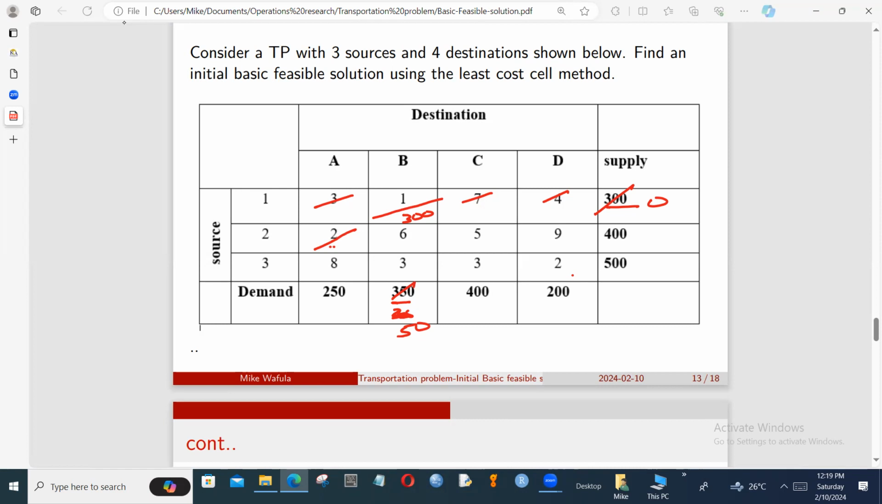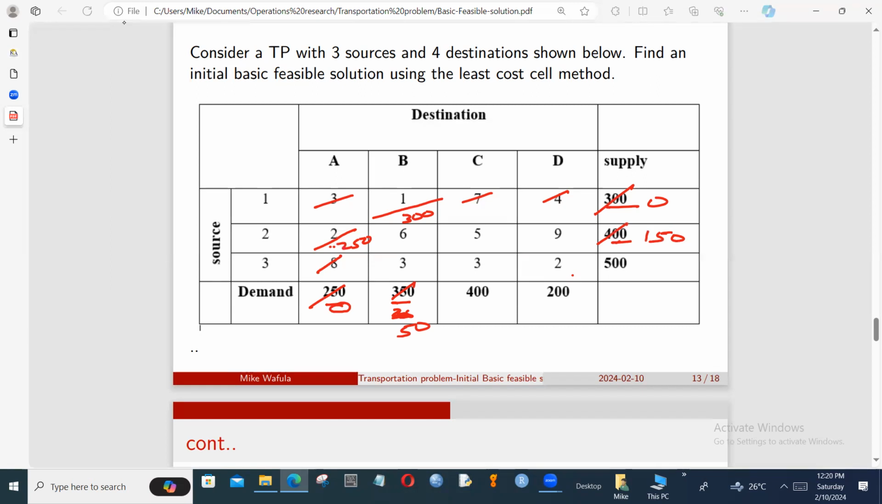So if you pick this, then it means I compare the row total against the column total. I'll assign 250 units here, and I'll have met the demand of destination A. But then source 2 will still be remaining with 150 more units to be supplied to any other destination, and therefore we remain with 6 cells that also require units to be assigned.